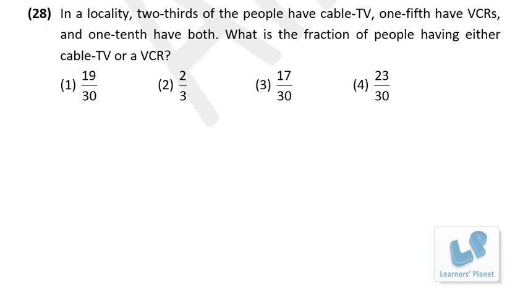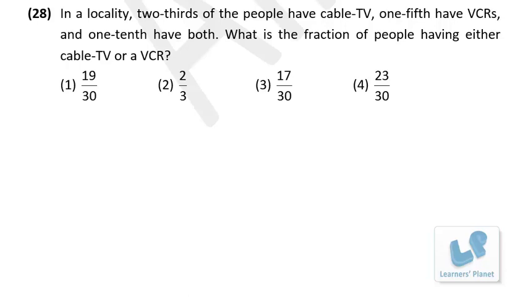Now this question, in a locality 2/3 of the people have cable TV, 1/5 have VCR and 1/10 have both. What is the fraction of people having either cable TV or a VCR? Okay, so once again the question from Venn diagram. Here 2/3, 1/5 and 1/10.